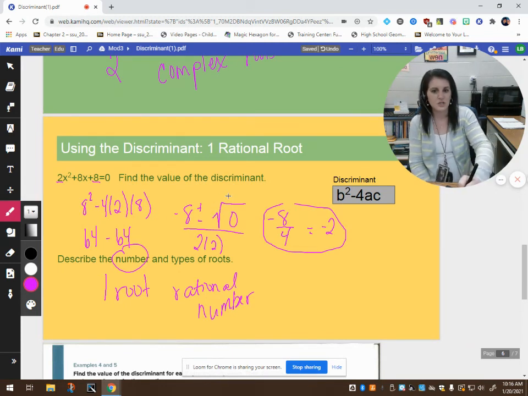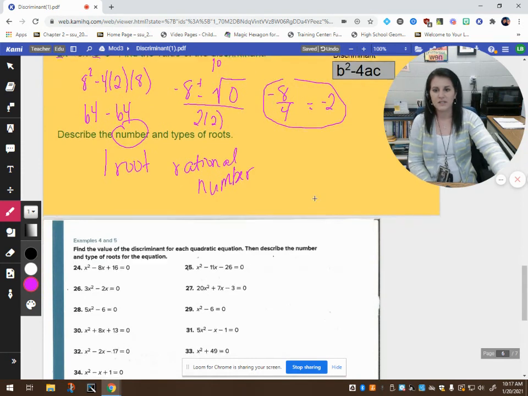If I would have had plus or minus 10, then I would have come up with 2 answers. Negative 8 plus 10 divided by 4. Negative 8 minus 10, then divide that by 4. That gives me 2 answers. But since it's a 0, adding or subtracting 0 does not give me a different answer. It's going to give me the same answer. So that's why there's only 1 answer for this type of problem.